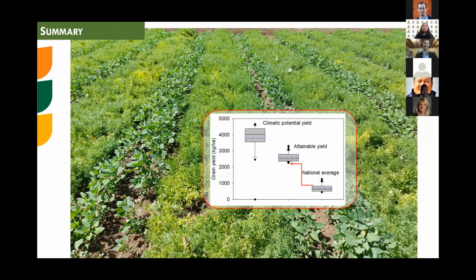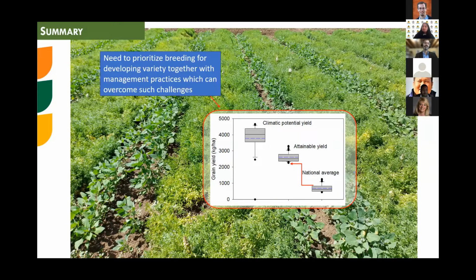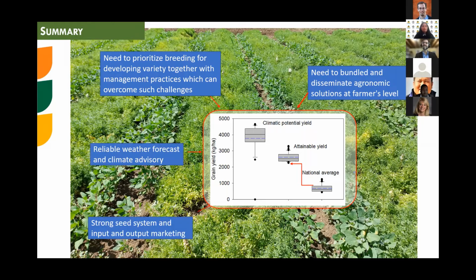And that's why we need to prioritize breeding for developing varieties, together with the management practices which can overcome such challenges. We need to bundle the agronomic solutions to disseminate at different farmers' levels, with reliable weather forecast and climate advisory, a strong seed system, and input and output marketing. And as I said, we also need the social aspect: farmers' perception has to change, so that lentil should not be treated as a neglected crop.